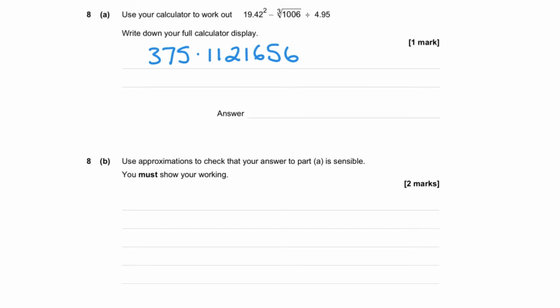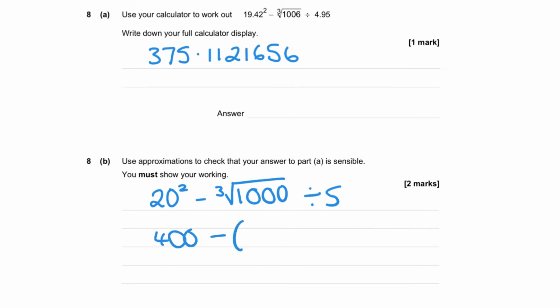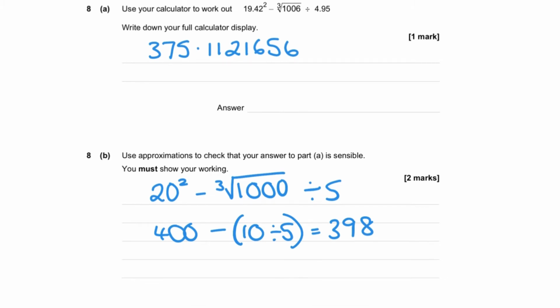So I'm going to round 19.42 squared to 20 squared. And I'm going to round the cube root of 1006 to the cube root of 1000. And then I'm going to round 4.95 to 5. So that gives us 400 minus 10 divided by 5, which equals 398. So our estimate is a reasonable estimate of the first calculation.